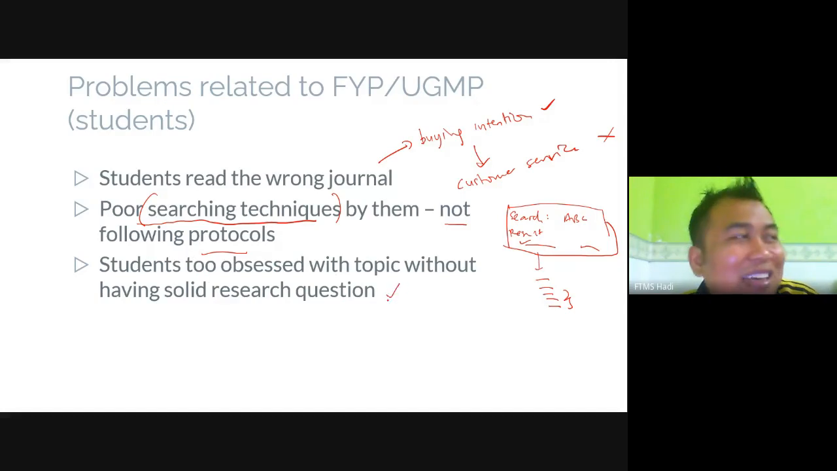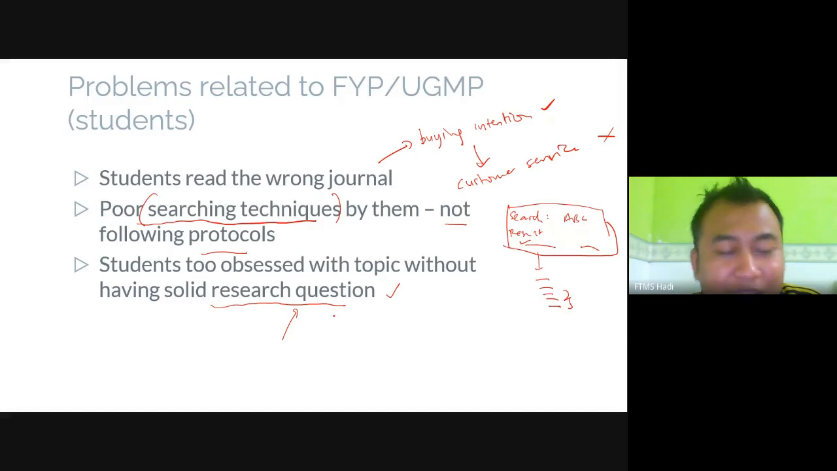I always face this issue every semester. Students are too obsessed with the topic without having a solid research question. Every semester a student comes out. Hello, Sir Hadi, how are you? My topic is about blah blah blah. And then I ask, where do you get this topic? From the journal, and from the last year or last semester thesis student. Fair enough. My question here is, do you have a solid research question? And the student said, I haven't come up with it yet.